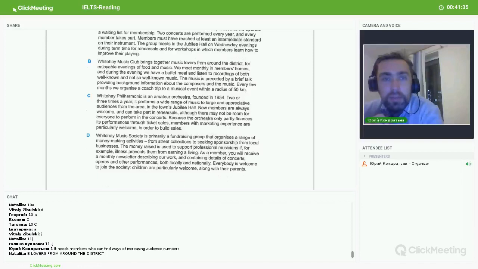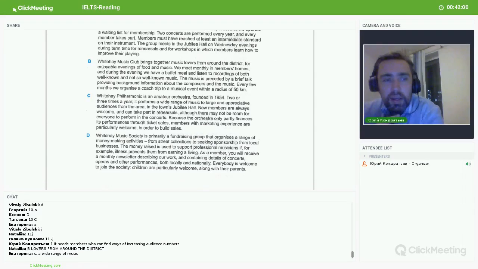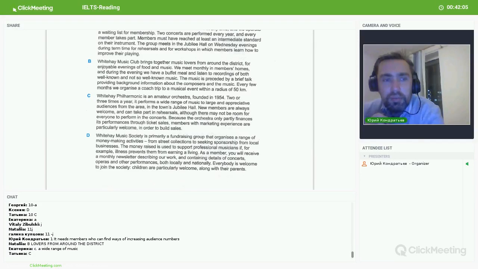Okay, any other variants? So I can tell you that the answer is not B, so that's not correct. You can exclude it from your search. Number C, a wide range of music. But a wide range of music doesn't increase audience numbers. The answer is C. You're right.